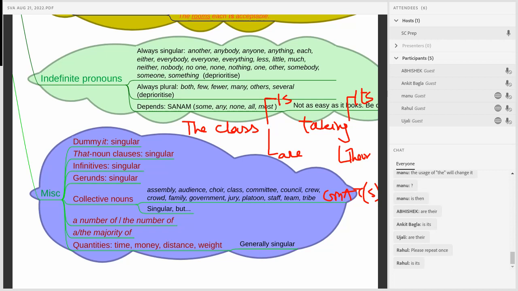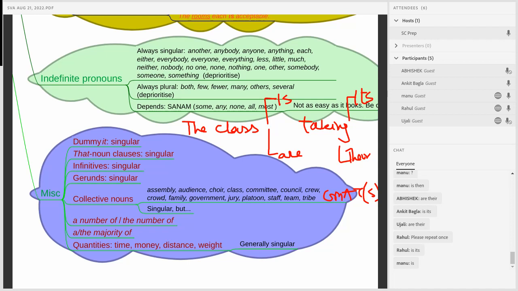Is and its. Okay. Rahul and Ankit, if you could unmute and tell me, and Manu also, are you applying a rule over here or are you reading the sentence naturally and just telling me what it sounds like?